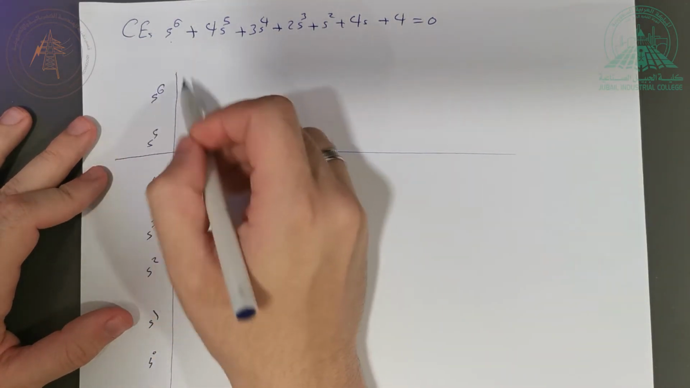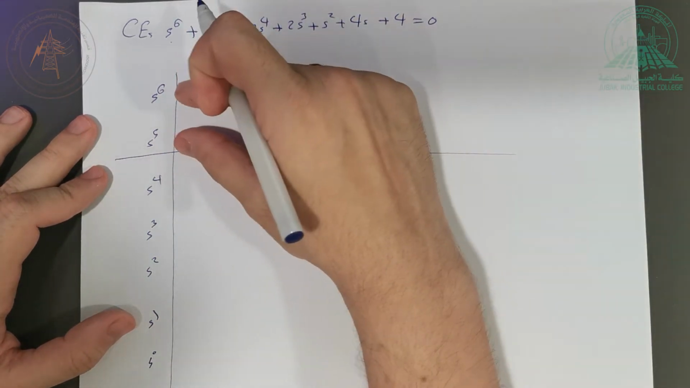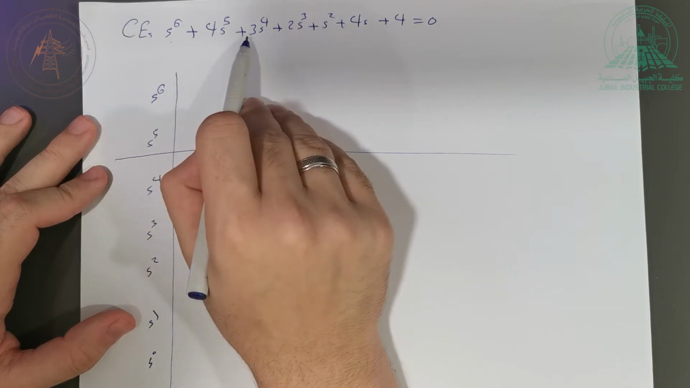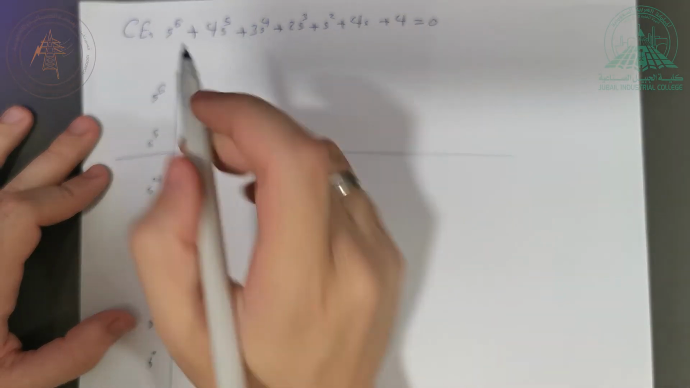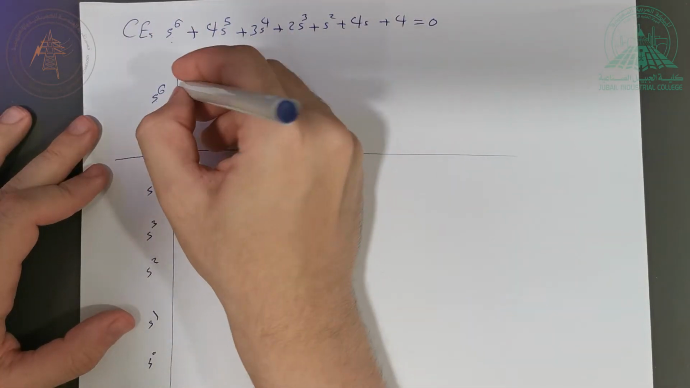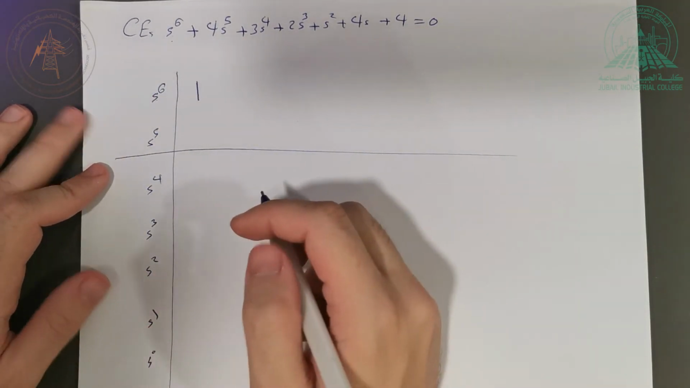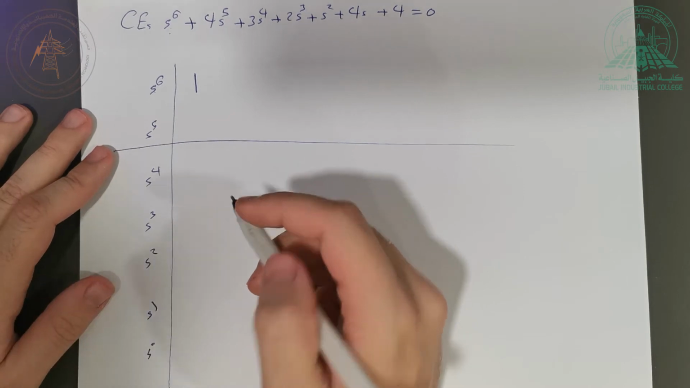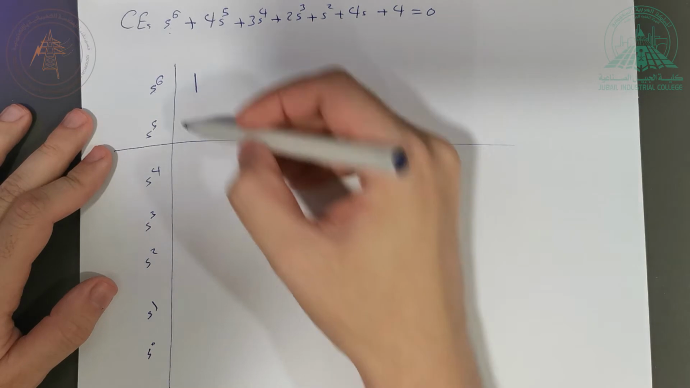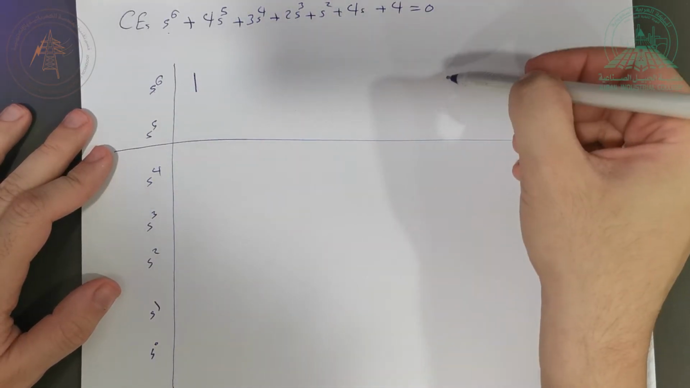Then I will come here and fill these two rows, using the coefficients of these terms. So look, this is s6. What is the coefficient here? 1, right? So I'll write 1 here. Now the tricky part, the only thing you have to be careful with, is the way that you move in the array. You don't move like this or like that. No, you move like this, in a zigzag shape.